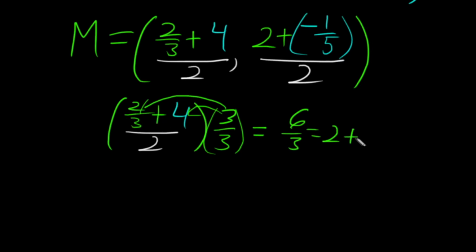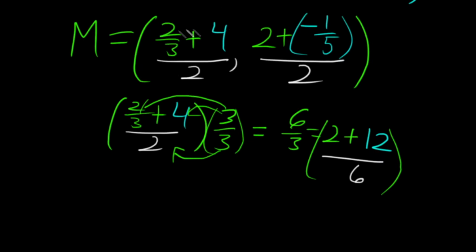Then we have the plus 4 times 3, which is 12. But now, instead of dividing by 2, we still need to distribute the denominator's 3 and multiply that by the 2. So now we'll be dividing by 6. So this will become the x term of our midpoint that came from here. We can go ahead and now simplify this. 2 plus 12 gives us 14, and then divided by 6 is equal to, we can reduce this and get 7/3. So the x term of our midpoint is 7/3.